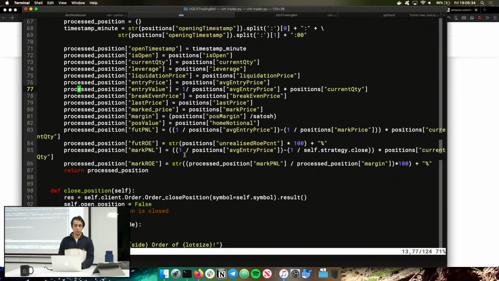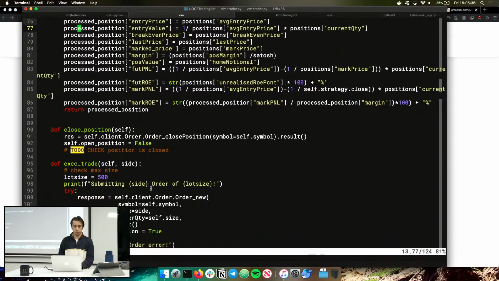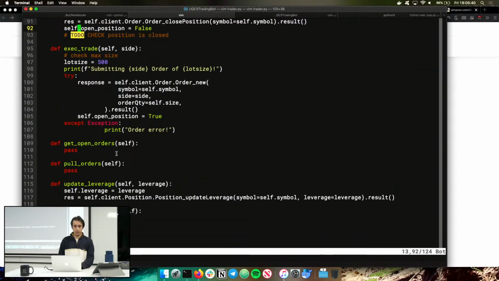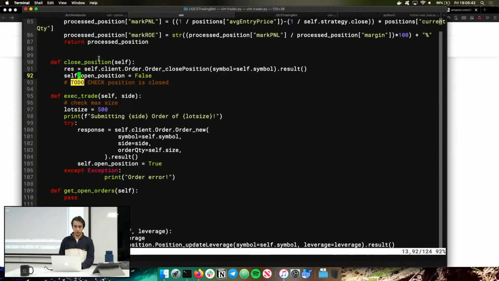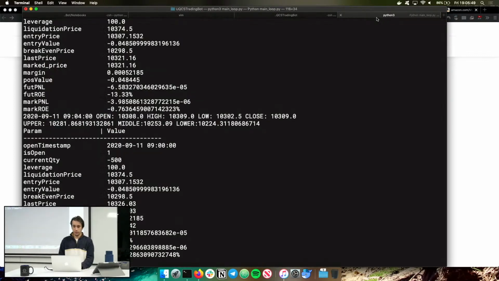It'll show us how much money it's making at one point in time and vice versa. And then here, this is just the helper function. Close all positions, here execute the trade. And it'll print out, we are buying this amount.